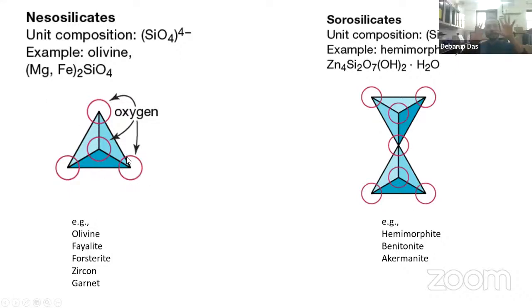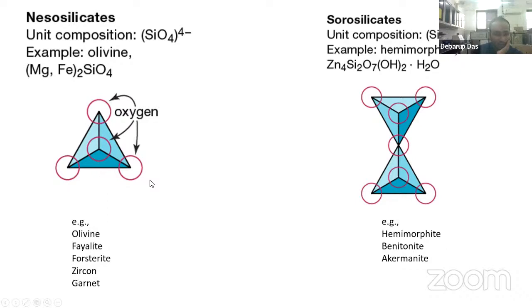These are different tetrahedra which are bound together by cations like magnesium and iron. There is no sharing of oxygen between two adjacent tetrahedra. In sorosilicates, these could be salts of di or trisilicic acids. That means there could be two tetrahedra sharing one oxygen among them, or three tetrahedra sharing one oxygen and again one oxygen. So there could be either two or three tetrahedra, never more than that. These are sorosilicates, for example hemimorphite, bentonite, acarmidite. It is not bentonite, okay? Bentonite is an entirely different thing. Bentonite is a montmorillonite-rich natural deposit.